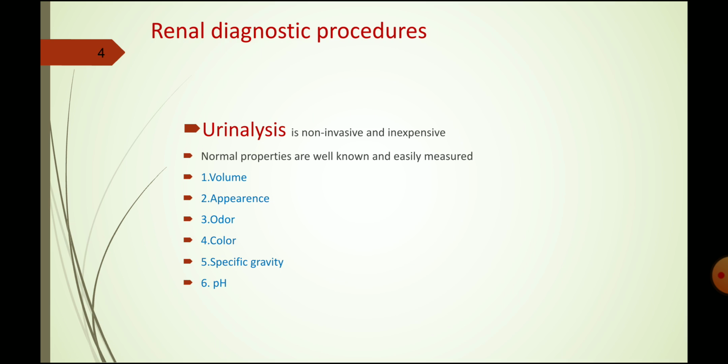Okay. Now the urine analysis is a non-invasive and inexpensive test. Normal properties are well known and it can easily be measured by collecting a urine sample and examining it. The physical characters are volume of urine, appearance, odor, color, specific gravity, and pH. You have done all these things in your practical, and you know the significance of looking at the volume, pH, appearance, odor, color, etc., so that you can elaborate and write. I am not going into the details.